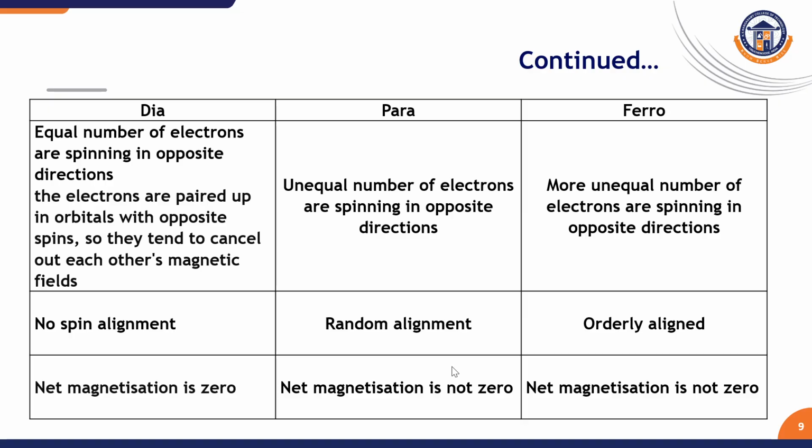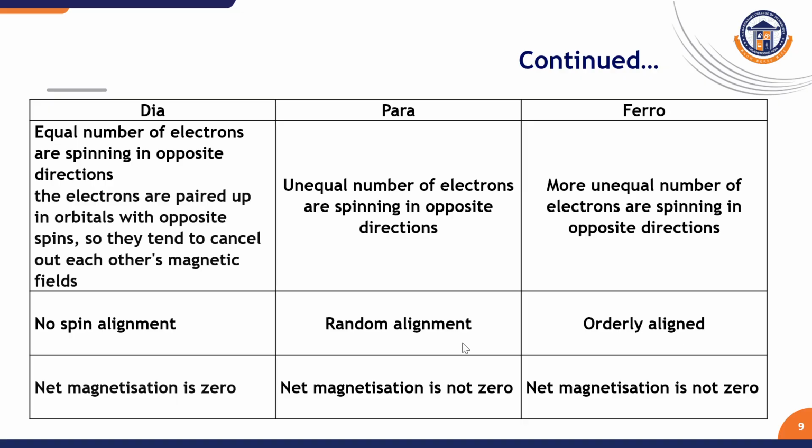When coming to the paramagnetic materials, they have some unpaired electrons. So they develop a small positive magnetization when placed in a field. Their susceptibility is positive but small and permeability is slightly greater than 1. Examples are aluminum and platinum.